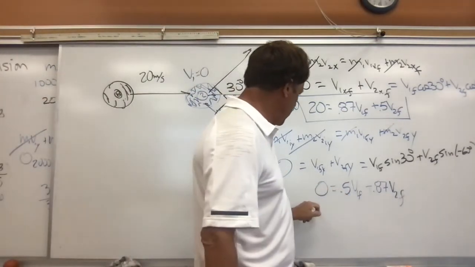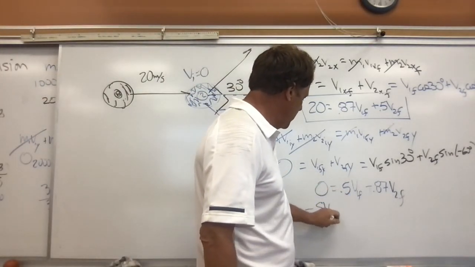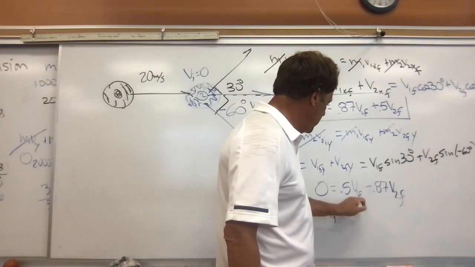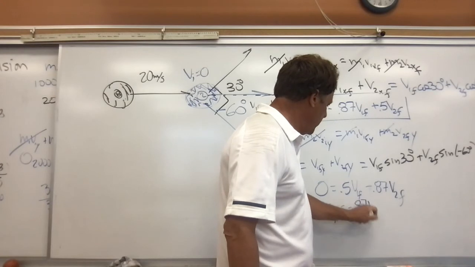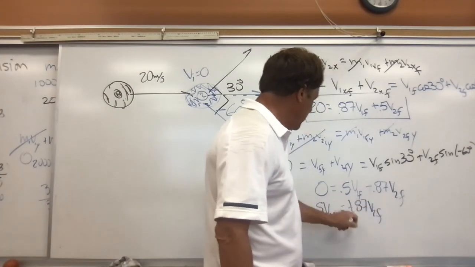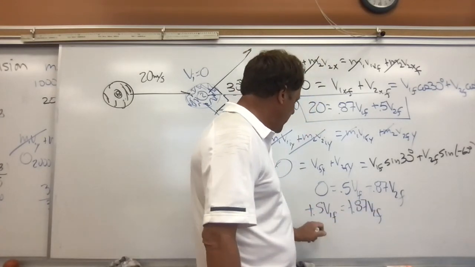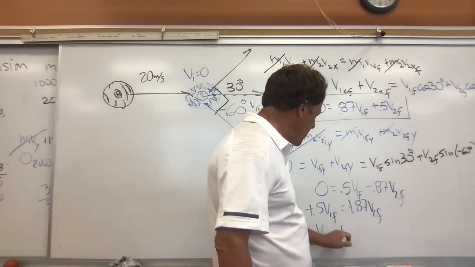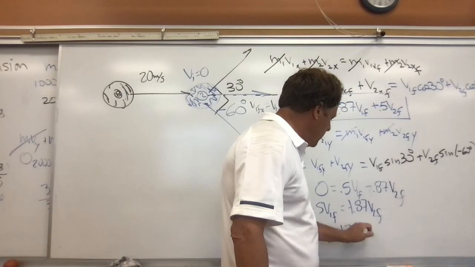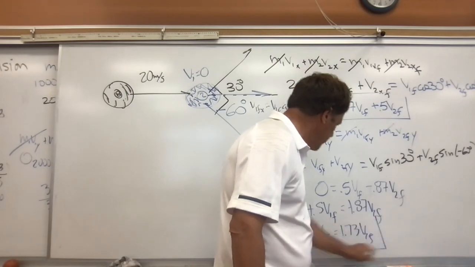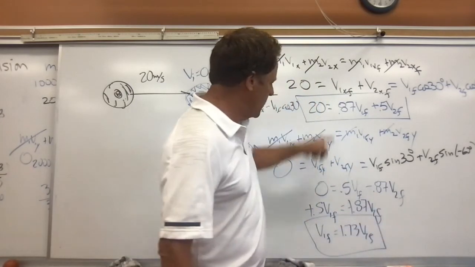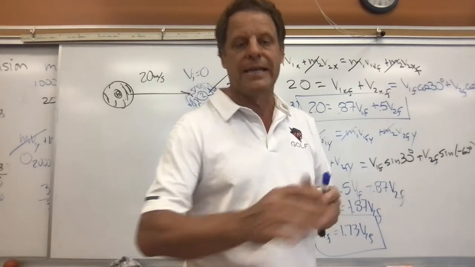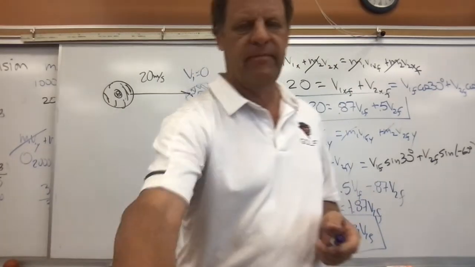And now, if we subtract both sides, we're going to get negative 0.5 v1 final, and that's going to equal negative 0.87 v2 final. The negatives cancel out. We divide, and v1 final is going to equal 1.73 v2 final. Now we're going to take this equation and this equation, and we're going to combine them together, and I will be right back.